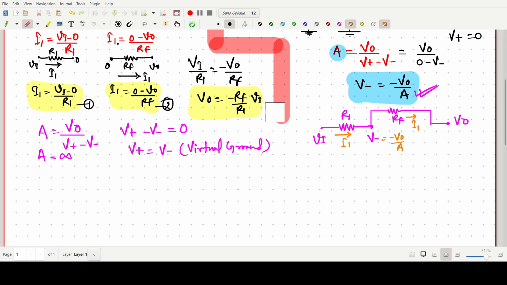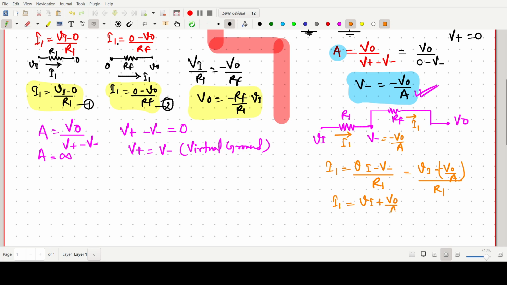Now this I1 can be written as Vi minus V minus by R1. Is it okay or not? Very simple. This I1 will be Vi minus V minus by R1. So Vi minus, minus V naught by A, minus minus plus, divided by R1. So I1 equals Vi plus V naught by A divided by R1.